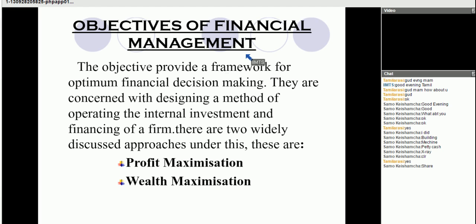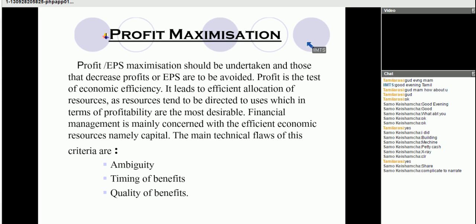Now, what are the objectives of financial management? There are two main objectives. One is profit maximization and the other is wealth maximization. Now, what is the difference between the two? Can you just tell me? Profit maximization and wealth maximization. Yes, Tamil and Samu. Is there a difference between these two? Okay, it's complicated to narrate. Alright. So profit maximization is, we can say, a short-term objective, and wealth maximization is comparatively a long-term objective of the company.